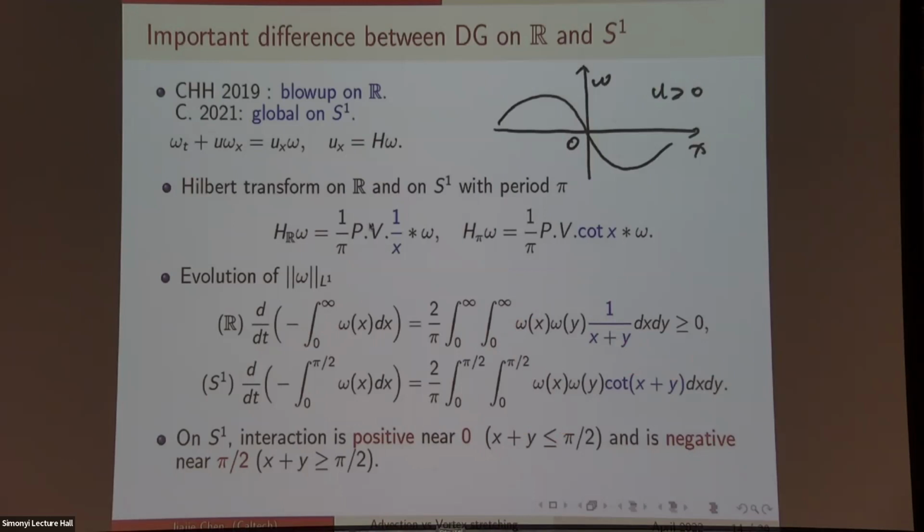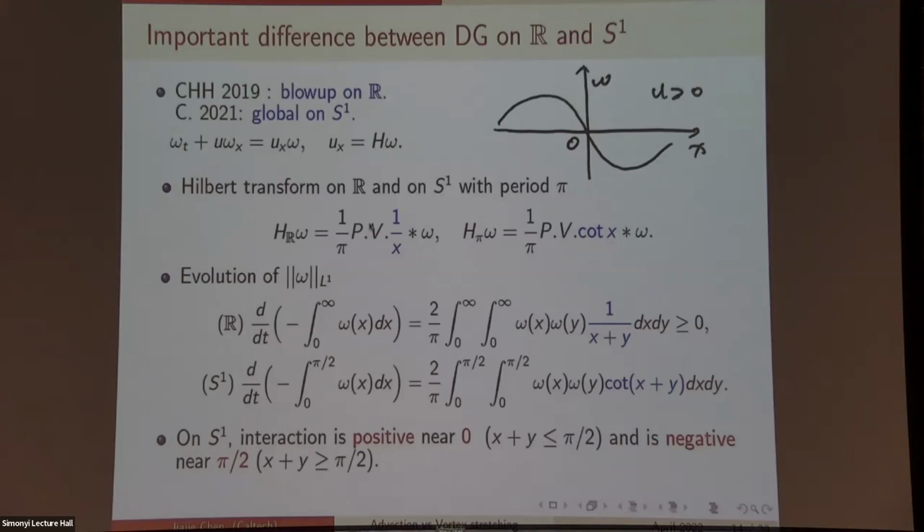Now the specialty of this class of data is that omega x and omega y have the same sign in half of the domain. So in this interaction, this term is always positive. On the real line, this kernel is also positive, so it can generate infinite growth because this integral is always positive. The interaction is positive, so it generates the growth.